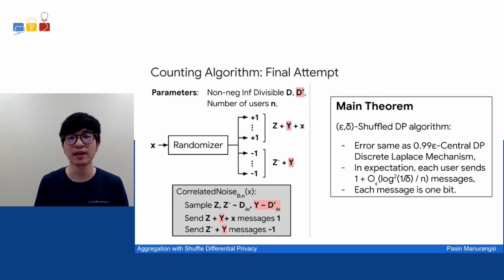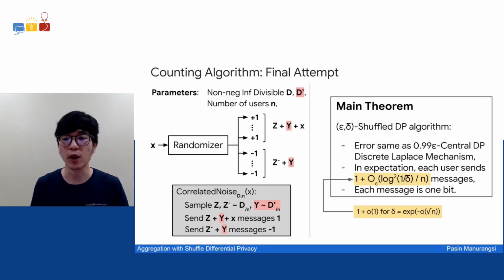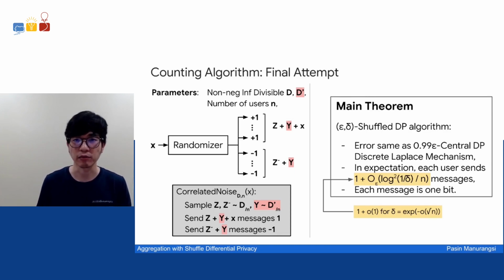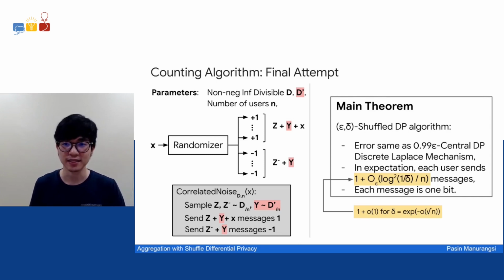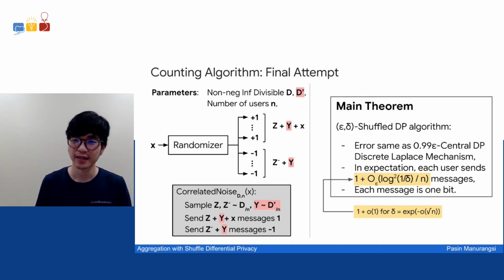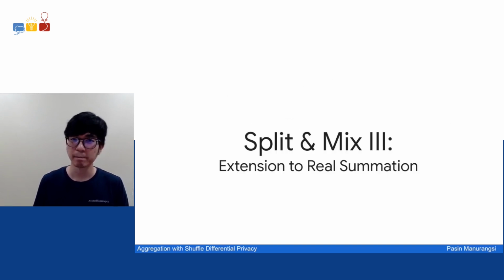So in expectation, each user sends just 1 plus little o of 1 bit, as long as you set delta not too small, like not smaller than 2 to the minus square root n. So it achieves a nearly central DP performance, but in the shuffle model, which as we discussed earlier, requires weaker trust. Okay, so this is great.